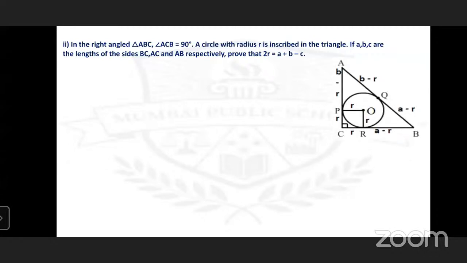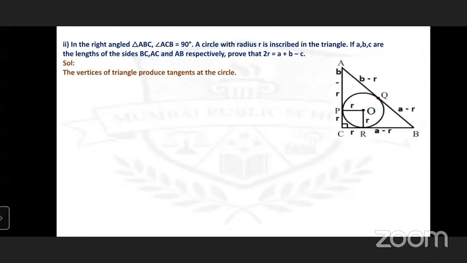Okay. So right angle triangle is given. Angle C is equal to 90 degree. R radius. So we see the figure. In figure, O is the center and angle ACB is equal to 90 degree. And if a, b, c are the length of the sides BC, AC and AB, so here we write side BC is equal to a, AC is equal to b and AB is equal to c. Now we have to prove that 2R is equal to a plus b minus c. ये हमें prove करना है. So let's start the solution.